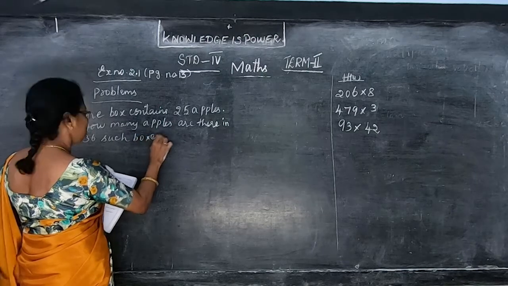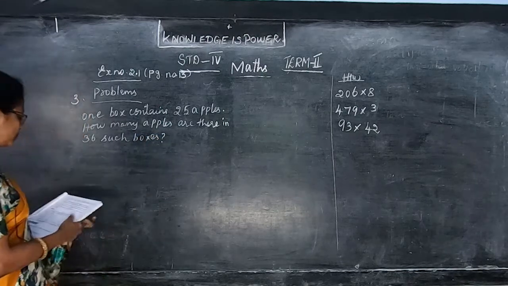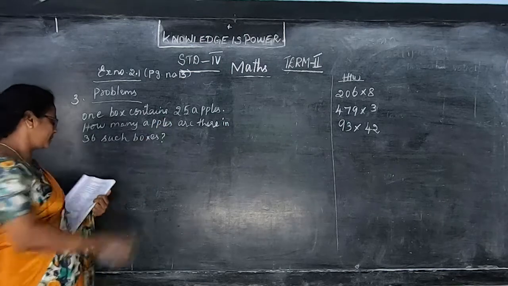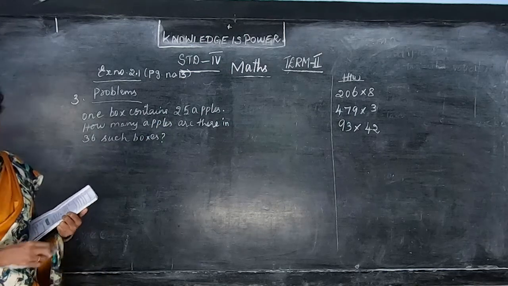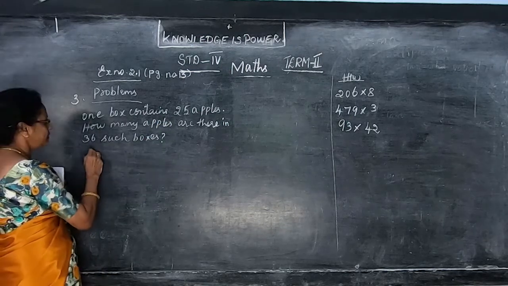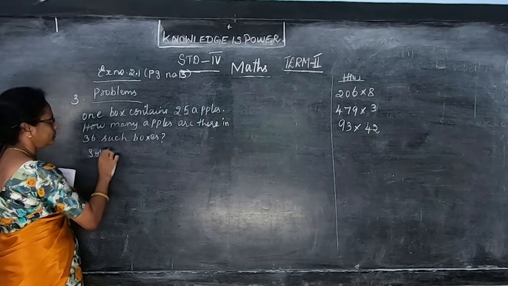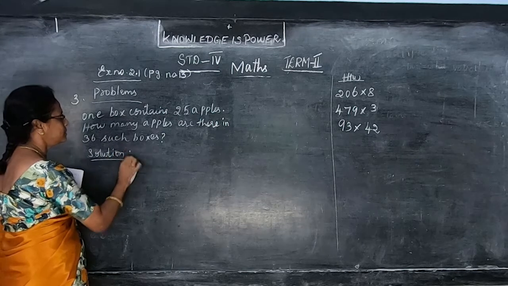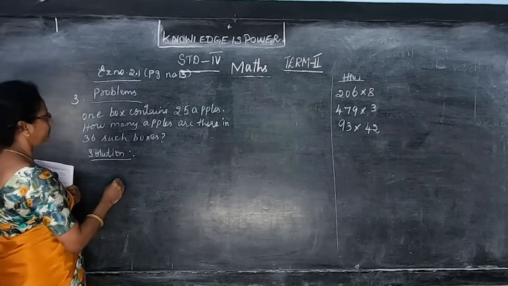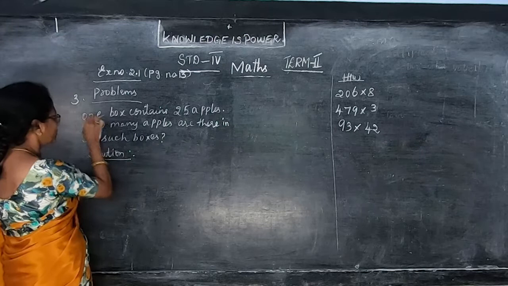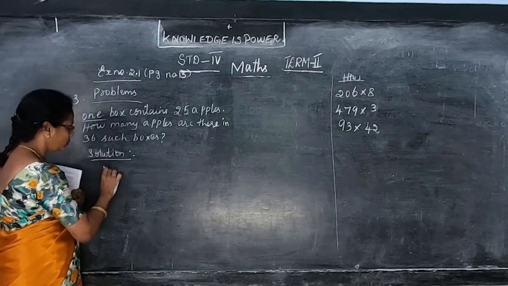36 such boxes. Okay. So one box has 25 apples. 36 boxes, how many apples? So you have to write the statement. Otherwise you can write the solution. Write like this and write number of apples. One box. So one box first.